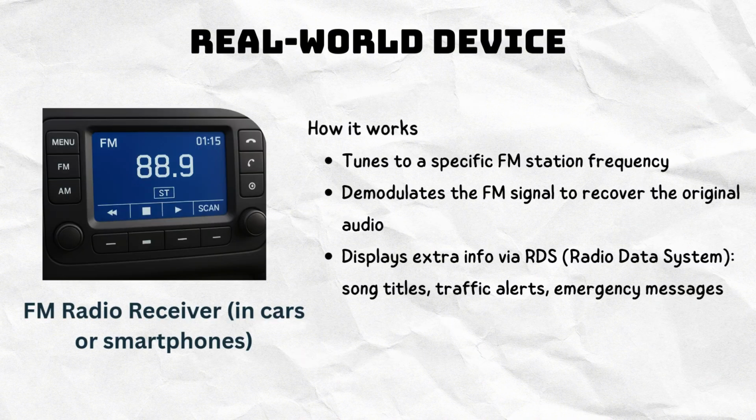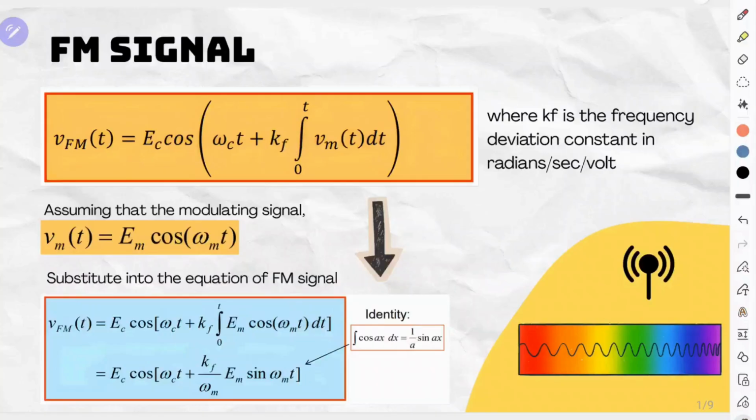FM is everywhere in our daily life. For example, when you switch on the car radio, you tune it to a specific FM station frequency. The receiver then demodulates the FM signal to recover the original audio, giving you clear music or speech. Modern radio even displays more information through RDS, or Radio Data System, such as song title, traffic alert, and emergency message. From entertainment to critical communication, FM continues to shape how we connect and stay informed.